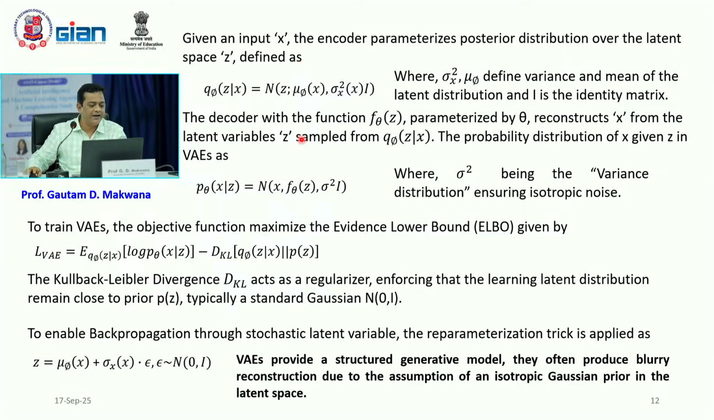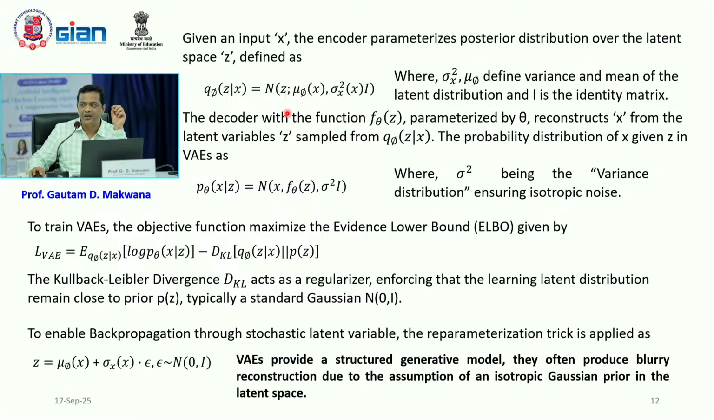Now, this gives an idea of how the encoder works. Given the input X, the encoder parameterizes the posterior distribution over the latent space Z, and this is given by this equation, where sigma x squared and mu 0 define the variance and the mean of the latent distribution, and I is the identity matrix. Here X is the input and Z is the output. This equation defines the Gaussian distribution.